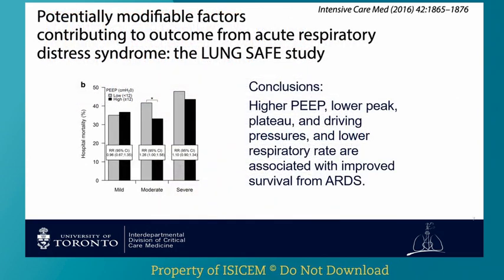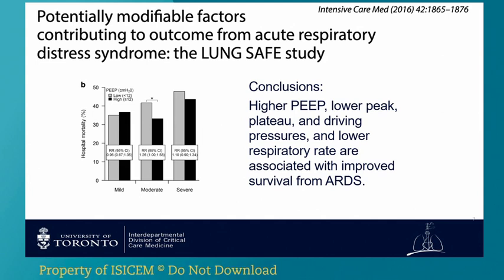And is this the right level? Well, maybe not. There may be room for improvement here, and it may be actually corresponding with improved outcomes when we use higher PEEP in appropriate patients.